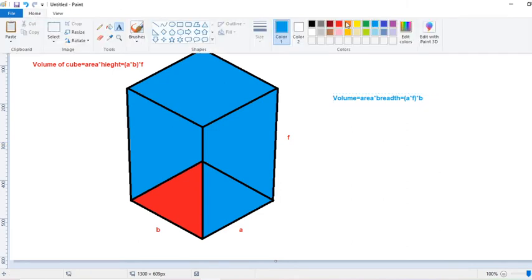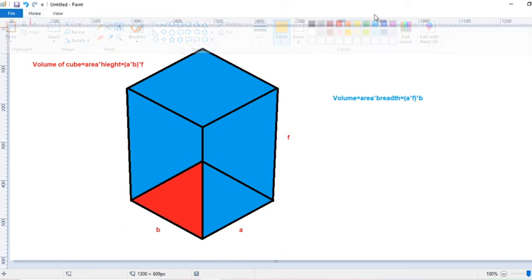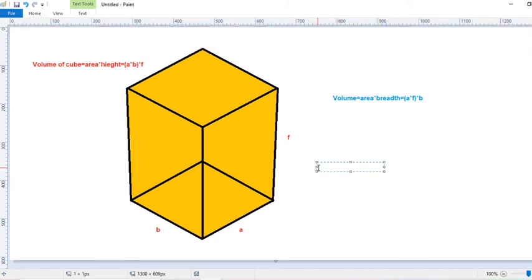Similarly, we can use another pattern. First of all, we will find out the area of this part. What is the area of this part? B into F. Then integrate with respect to the x-axis, throughout A. That means add through this region, and we get the same volume. Volume can be written as area into length. So in three ways we can find out the volume.